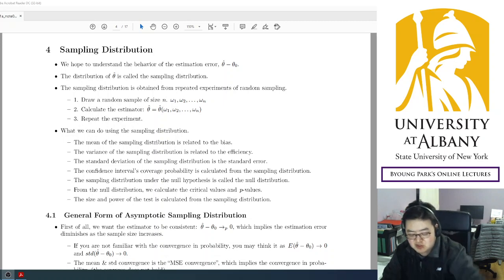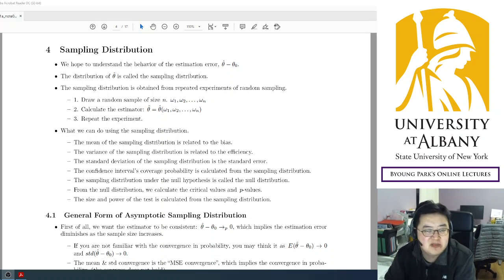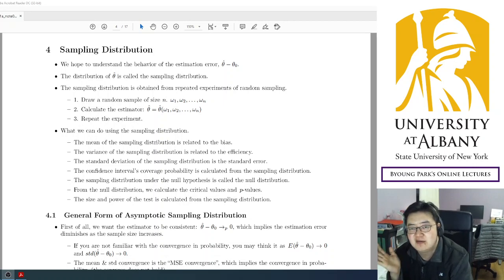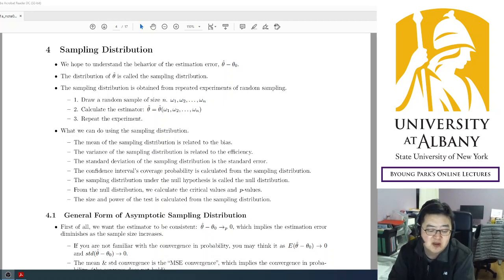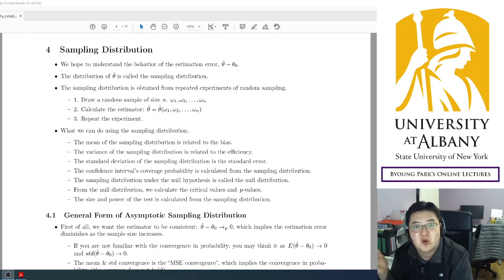So sampling distribution is, basically, simply speaking, what we want to do here is to know the distribution of the estimation error. We know that an estimator cannot be perfect. It will have errors all the time. The only possible way to remove the error is to have an infinite number of observations, which is not possible.